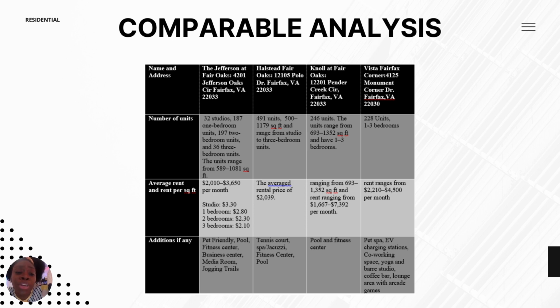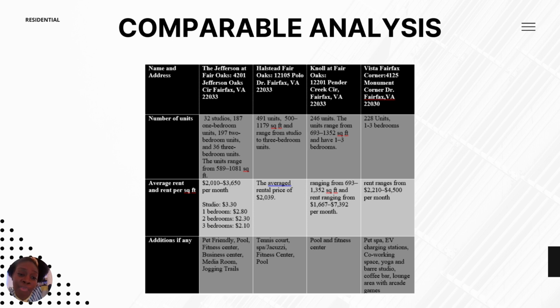Next, I went to the comparables. I actually talked to the property manager of the Jefferson at Fair Oaks. Her name was Joy. She was able to give me some great information regarding their properties, average rent and average rent per square foot.